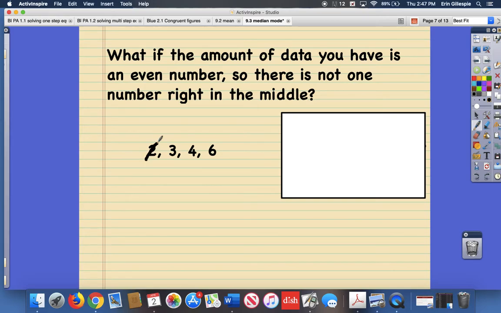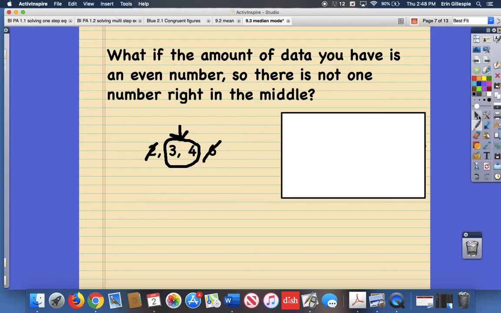If I start crossing off from left to right, left, right, left, right, uh-oh, I don't have anything. Or if I back it up here, then that means these two are actually both going to get used to find my middle. I can't say that 3 is the middle because it's only got 1 to the left and 2 to the right, and same thing for 4. It's got 1 to the right and 2 to the left, so neither of those are the middle. But what I can do is find the middle of those two numbers. I can find the middle of 3 and 4.